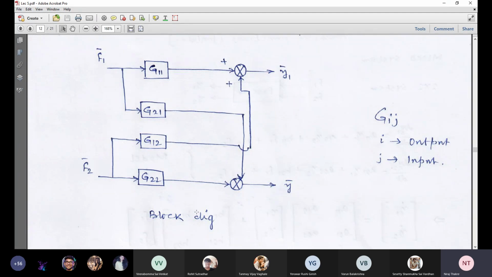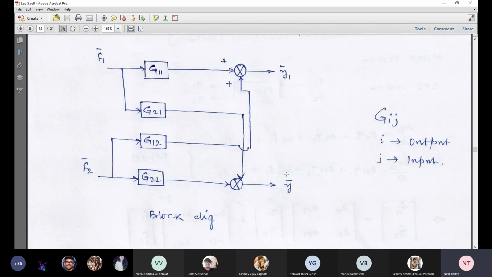Now, from this block diagram, we can also explain the distillation process like this. Suppose there is a change in feed flow rate F1. According to this block diagram, it will affect both the top composition XD and the bottom composition XB. I repeat, if there is any change in feed flow rate, say F1, we can see it is directly affecting Y1, that is XD. It is also affecting Y2, that is XB, through G21. Similarly, we can explain for any change in F2, the feed composition. It is also affecting the top composition Y1, that is XD, and the bottom composition Y2, that is XB.